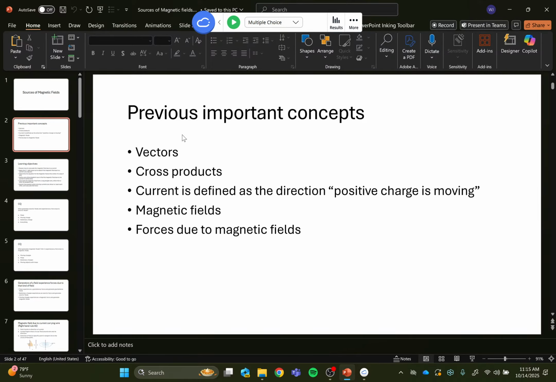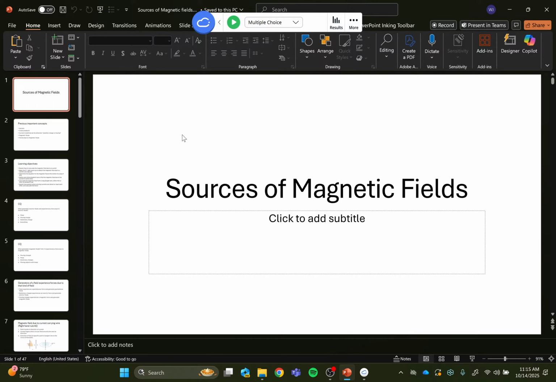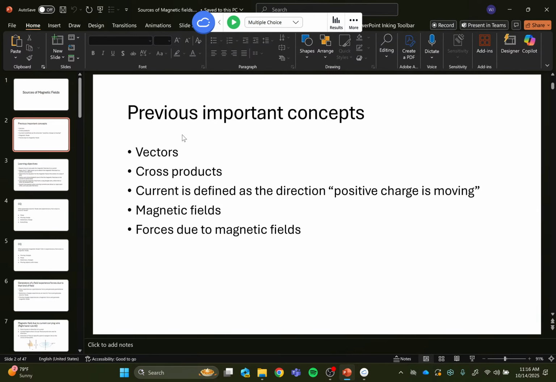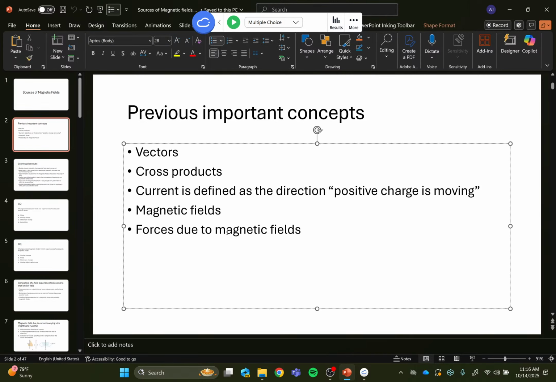All right. Sources of magnetic fields. So we have talked about forces due to magnetic fields. Now we're going to talk about sources of magnetic fields. This is the exact same process we did with charges. We talked about forces on charges, and then we asked, what's causing those forces? Fields. How do you make those fields? That's the exact argument path we're going to use for this one as well. So you need to remember our vectors, cross product, that current is defined as the direction positive charge is moving, and magnetic fields, the stuff we've been covering. Nothing crazy, but we're going to use it all.